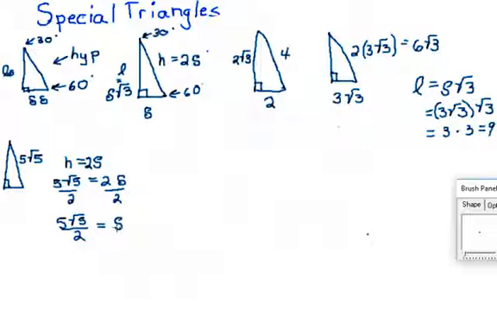Let me make my s a little bit curvier so that you can see that that is not 5. That's one of the problems with using s, is that sometimes it looks like 5. Okay, so this is 5 square root of 5 here.